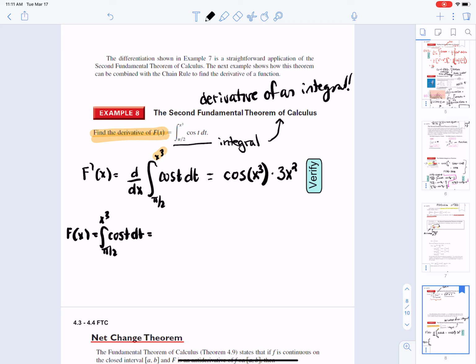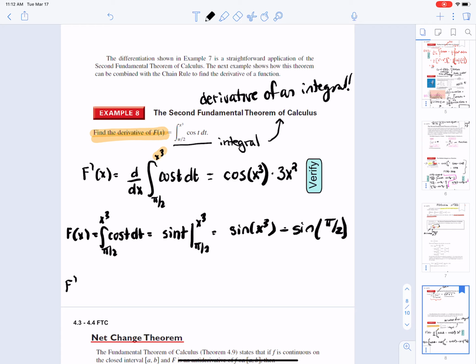So if I manually work this out, the integral of cos t is sine t because the derivative of sine is cos. I want to evaluate that from pi over 2 to x cubed. So I sub in sine x cubed minus sine pi over 2, which is the first fundamental theorem of calculus. And that's my answer.